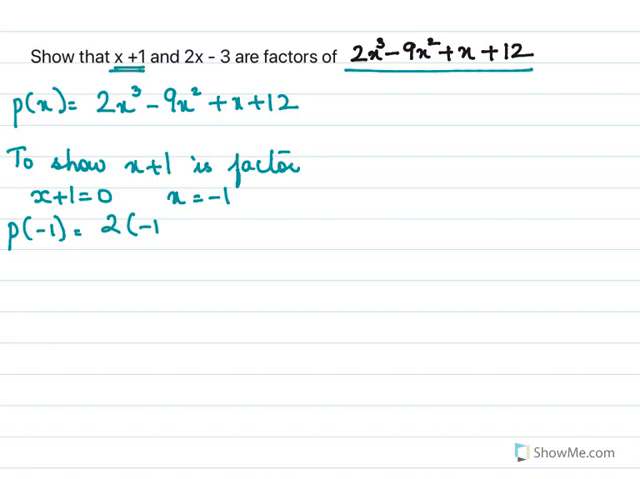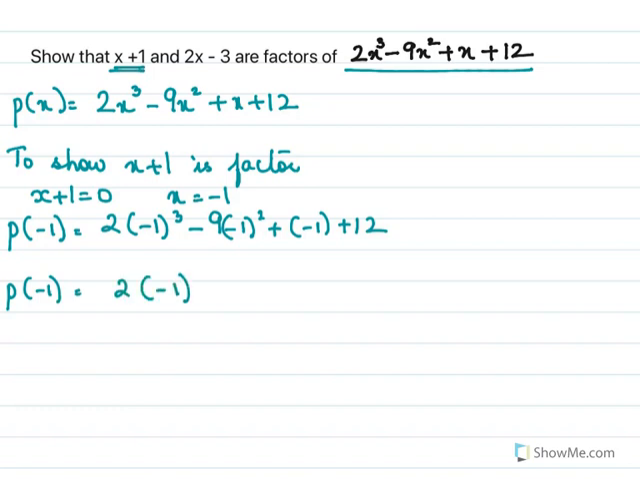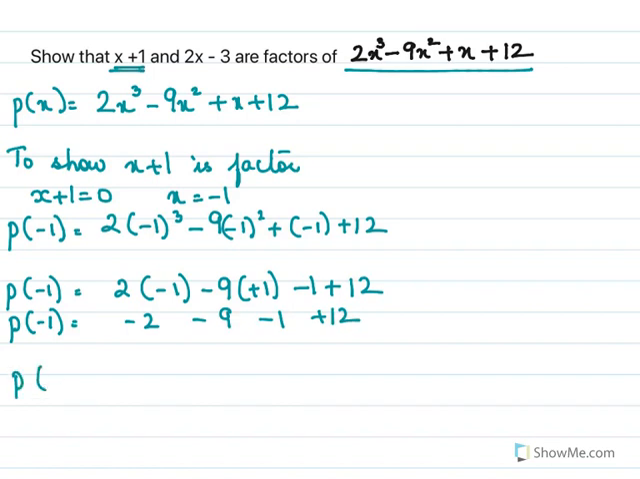Wherever there is x, I put minus 1. So 2 into minus 1 cube, minus 9 into minus 1 square, plus minus 1, plus 12. So p of minus 1 equal to 2 into minus 1, since minus 1 cube is minus 1. Here is plus 1. Minus 1 plus 12. So p of minus 1: minus 2, minus 9, minus 1 plus 12. So p of minus 1, if you see, becomes minus 12 plus 12 equal to 0.